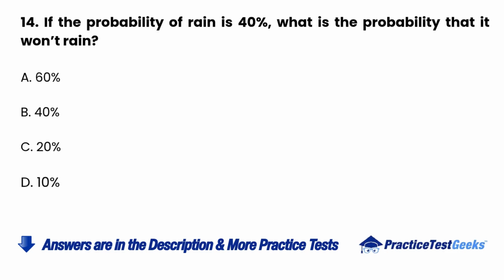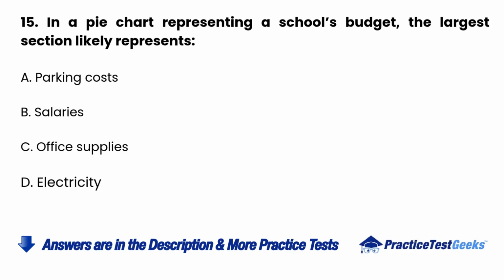14. If the probability of rain is 40%, what is the probability that it won't rain? A. 60%. B. 40%. C. 20%. D. 10%.